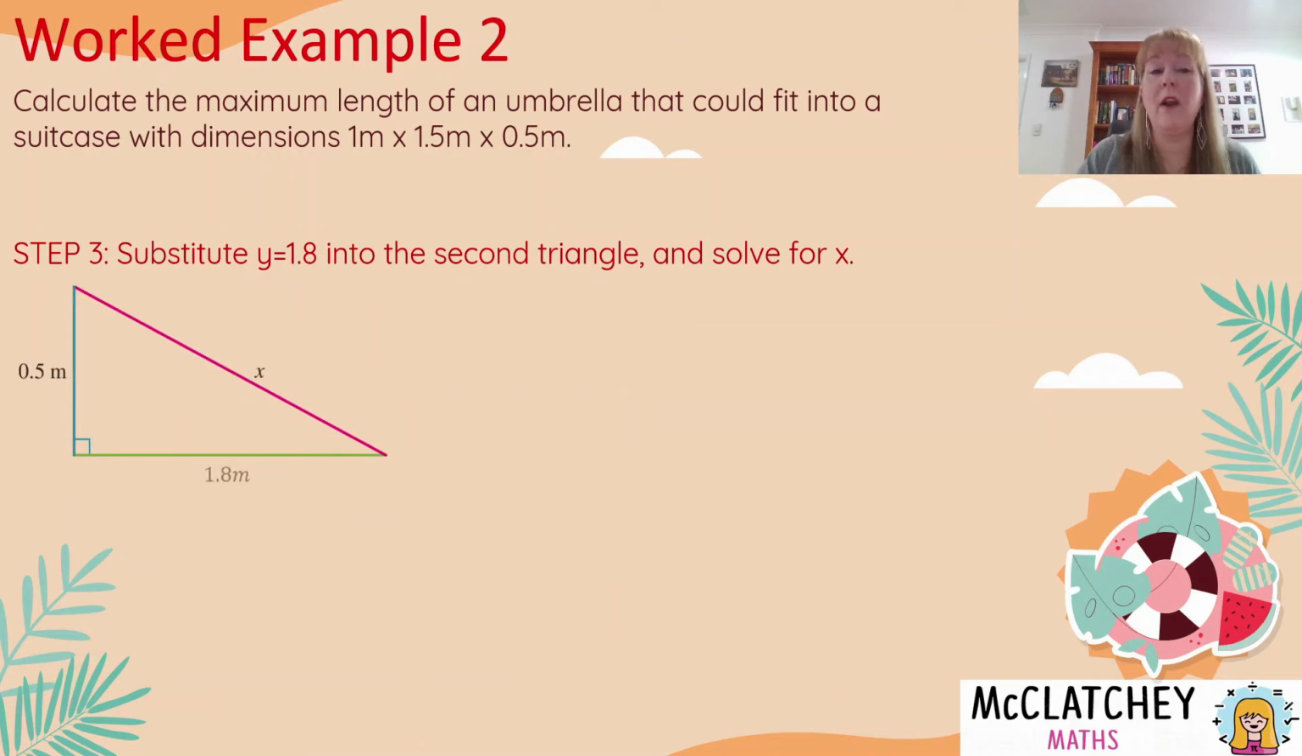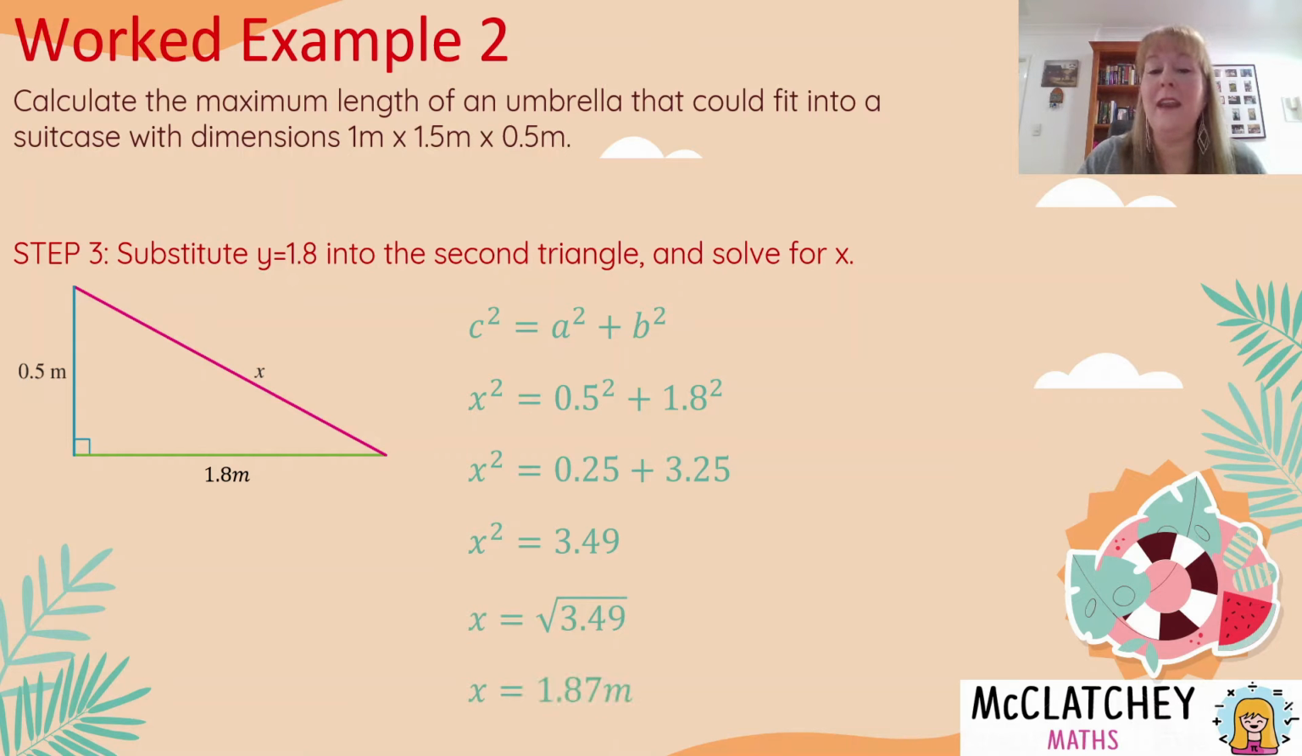So now I've got my original triangle that I had y on it. I'm going to change the y now to 1.8 meters because that's what we've just found. And now it's a fairly straightforward solution to find x, the length of the umbrella. So once again, we write our formula, substitute into our formula. Notice here that c has been transformed into x because that's the variable that we have in our diagram. And we're going to process that a little bit further. X squared equals 3.49, take the square root, and we'll find x equals 1.87 meters.